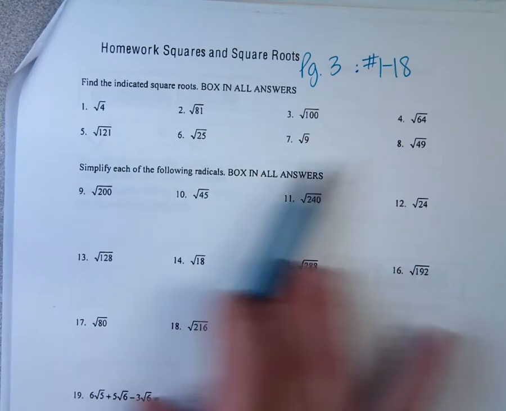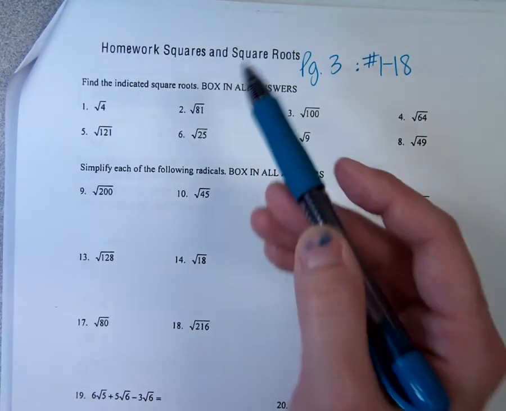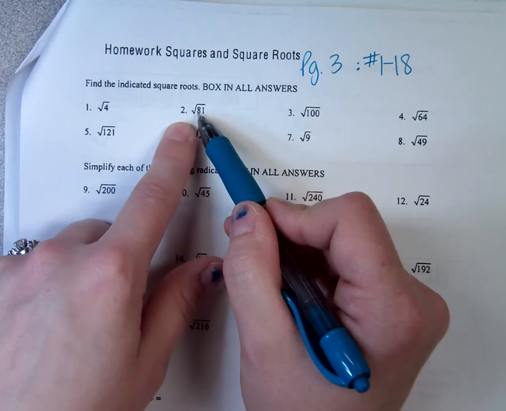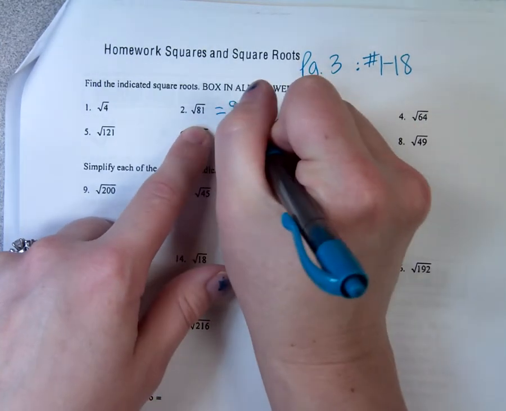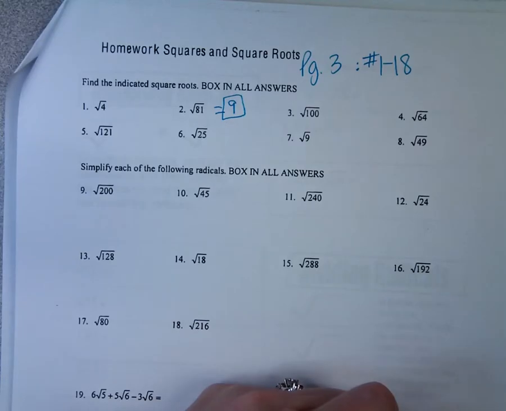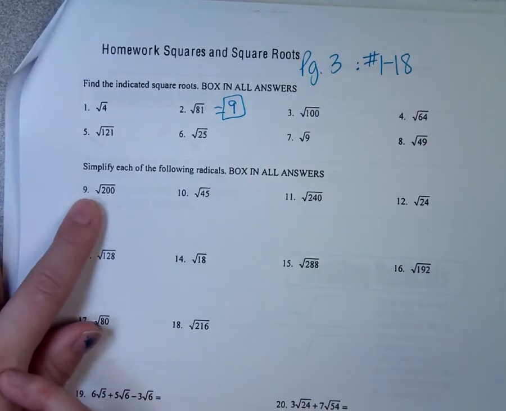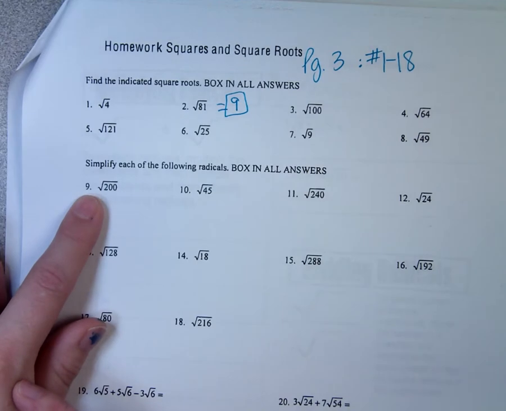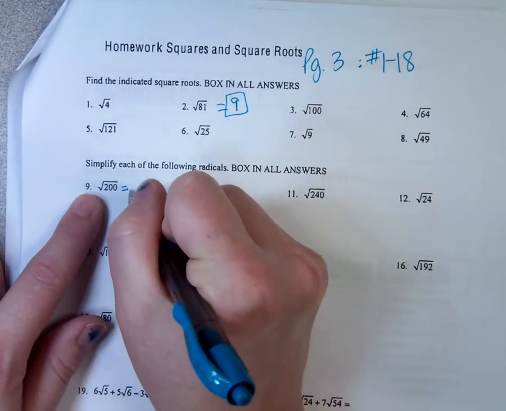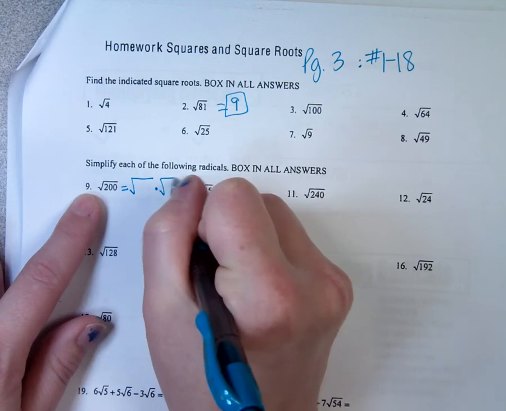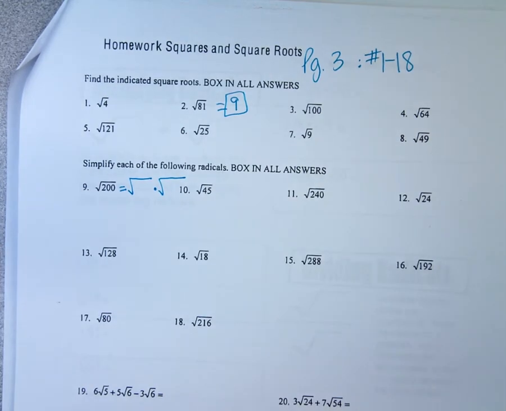In this top section, I'm just trying to simplify. So let's look at number 2. Square root of 81. Will that come out nice and pretty? What is it? 9, and you're done. Let's go down to number 9. Number 9, can you take the square root of 200 and get something nice and pretty? No. So I need to break it down, either with the tree or with the perfect square method. I really want to do that perfect square method. What's your largest perfect square that goes into 200?